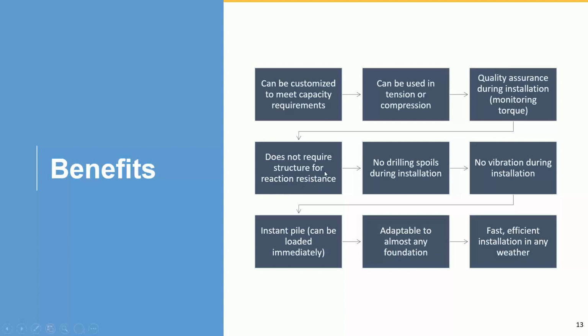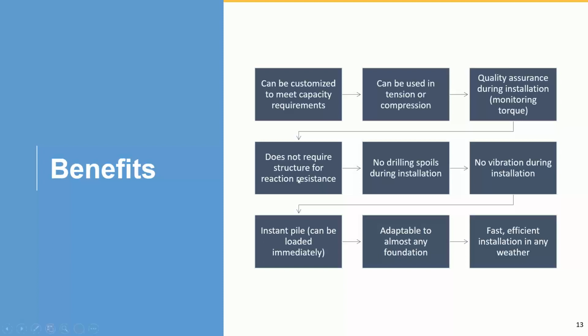Helical piles do not require a structure for reaction resistance. The reason I say that is because there is another type of deep foundation called a push pier, okay? I just would like you to know that they are there. Push piers are just pipes. I've seen them, I've tested them, like a 2 7/8-inch outside diameter shaft, 0.203 wall, okay? They don't have helical plates. You just push them against the structure to almost bedrock, okay?